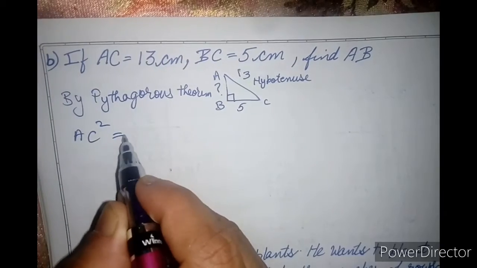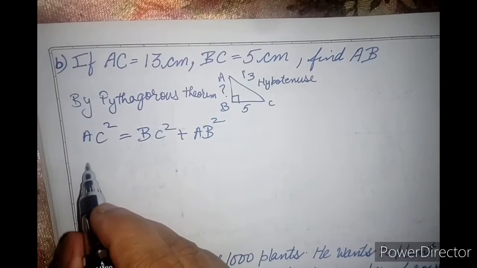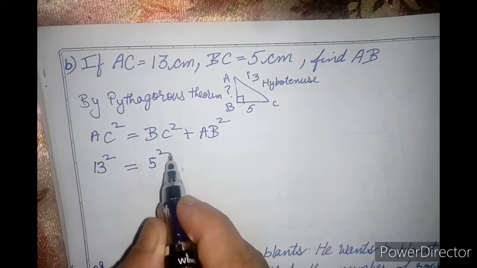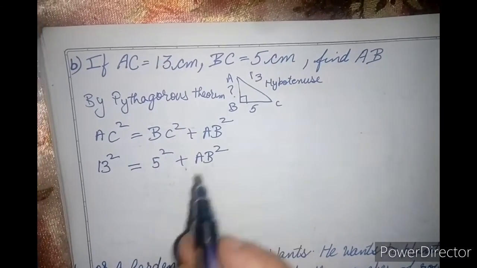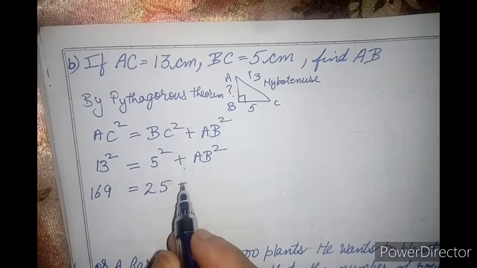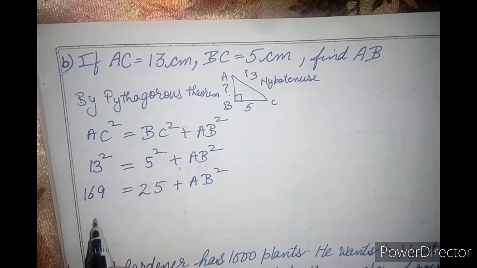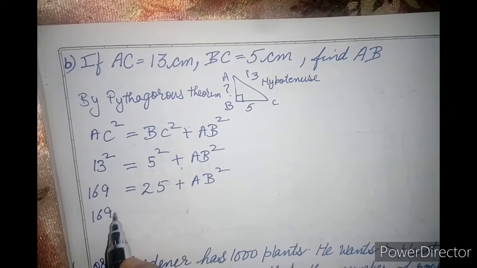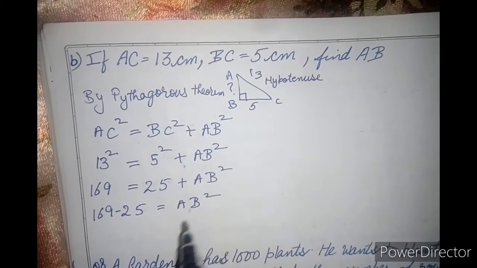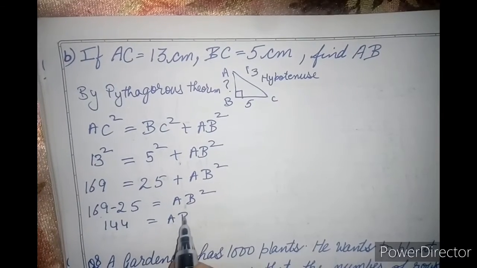AC square is equal to BC square plus AB square. Put the values. AC is 13, so 13 square. BC is given 5 square. AB is not given, AB square. 13 13s are 169, 5 5s are 25, and AB square. When we will shift 25 to left hand side, 169 minus 25 is equal to AB square. 169 minus 25, 144 is equal to AB square.